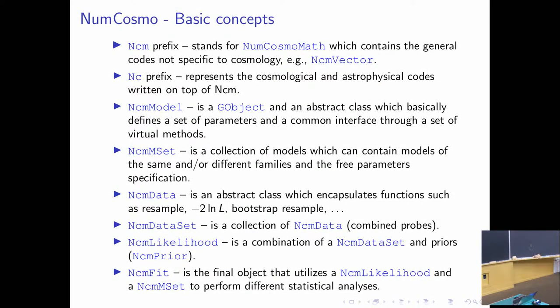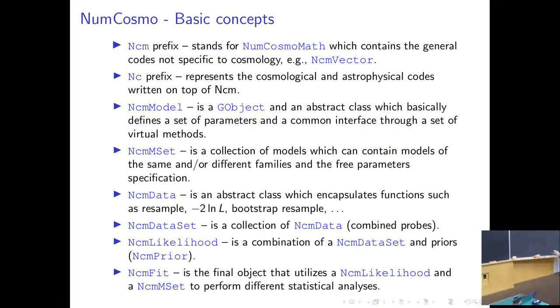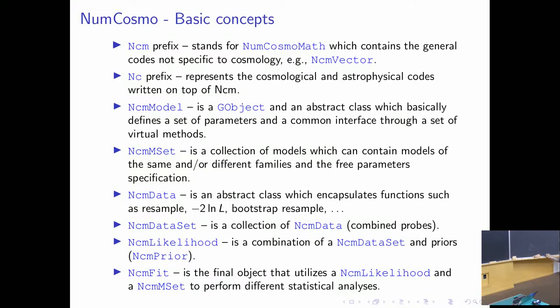And in the same way, you have the data that basically represents one single likelihood. So one single likelihood that has all its necessary correlation between all the data points, you're going to put inside of an NCM data object. And you have a set of them to build your combined probes or whatever you want. And then you use these two concepts of model set and data set to build your likelihood, and then your fit object. Your fit object here, the name is fit, but you can actually use fit objects for MCMC, MC, and a lot of different statistical analyses.